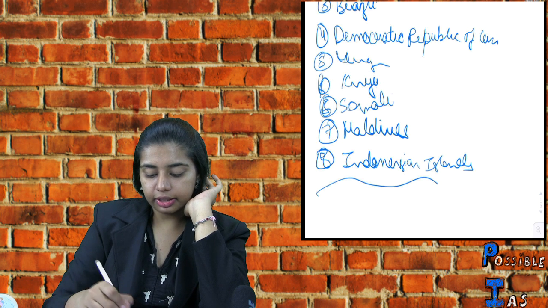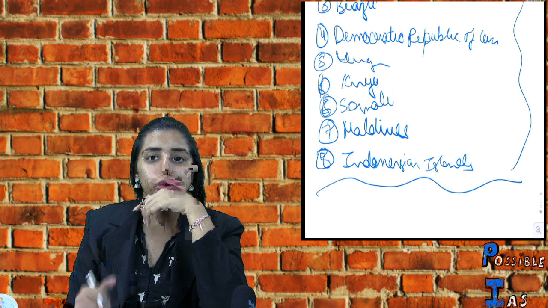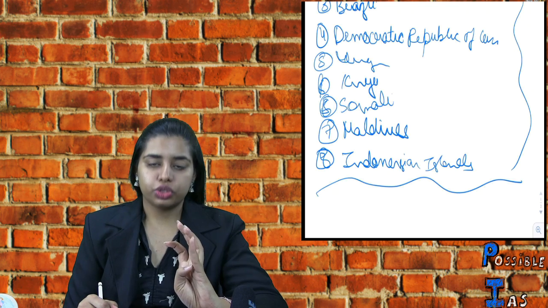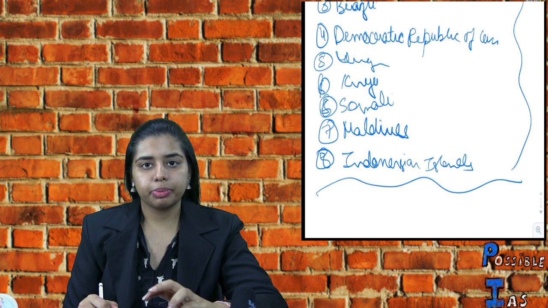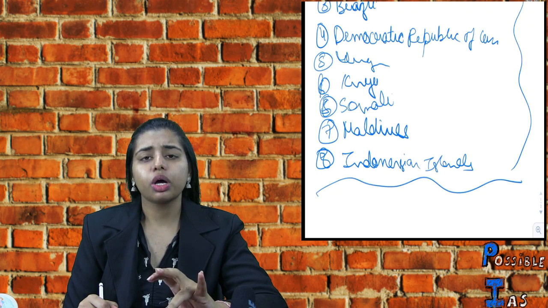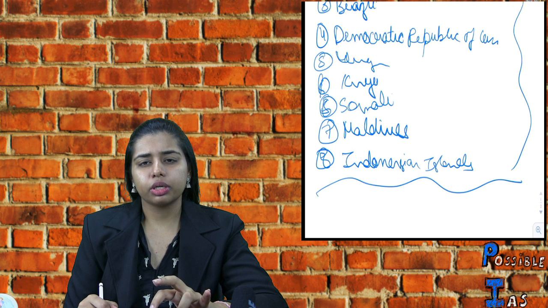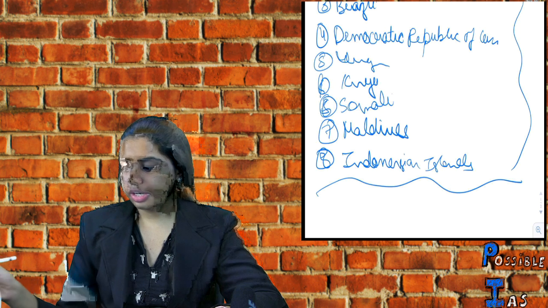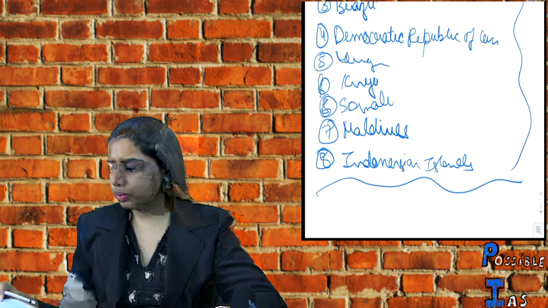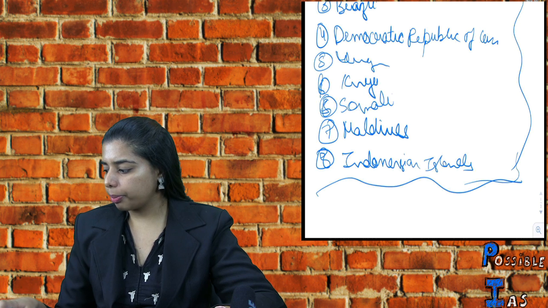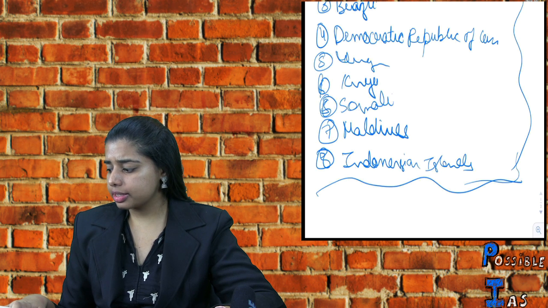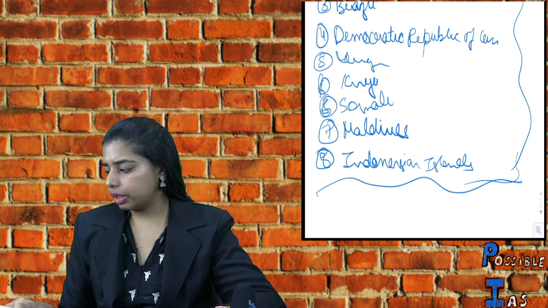Now you come to the Tropic of Cancer. The Tropic of Cancer passes through 8 states in India. It passes through Gujarat, Rajasthan, Madhya Pradesh, Chhattisgarh, Jharkhand, Tripura, Mizoram, and West Bengal. Again, if you open a political map of India, you will be able to see these states through which the Tropic of Cancer passes.